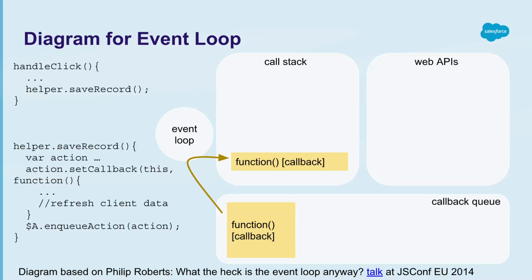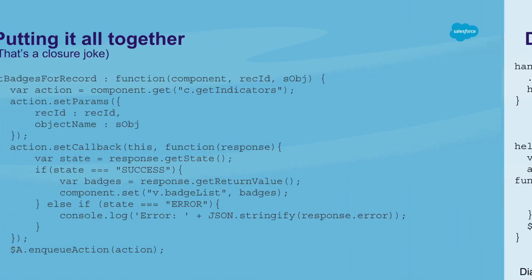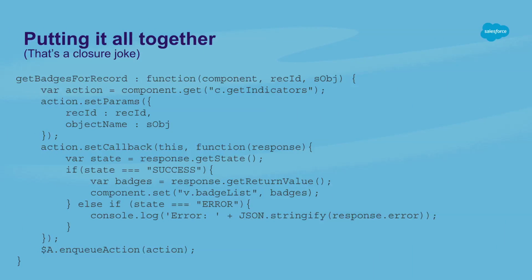Now, how that is able to happen when the original execution context has finished is really the important final key thing that we want to cover, and that is closures.